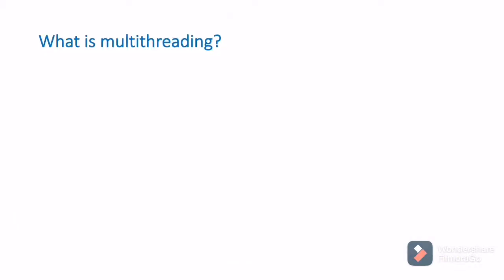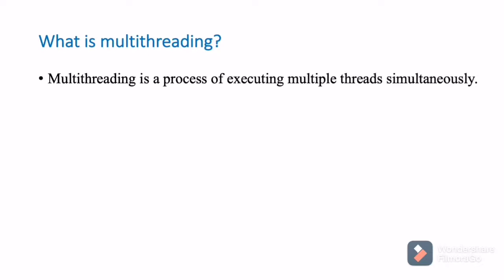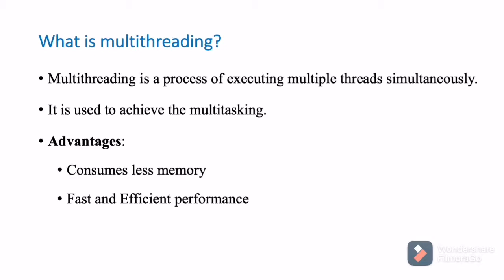What is multithreading? We know about thread, it is a part of process. So multithreading means, as the name says, it is a process of executing multiple threads simultaneously. Why we want this is to achieve multitasking. That is, if you want to use the CPU efficiently. Advantages: it will consume less memory and fast and efficient performance will be there.